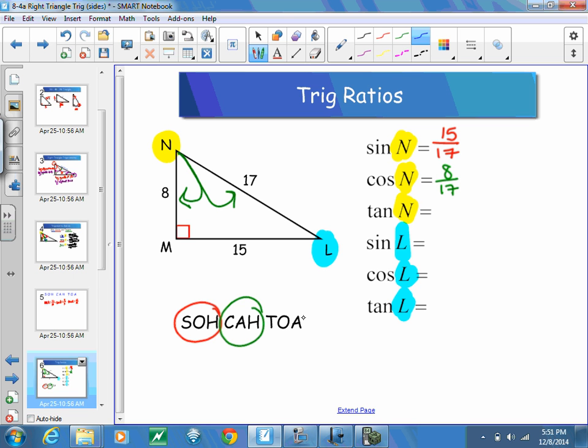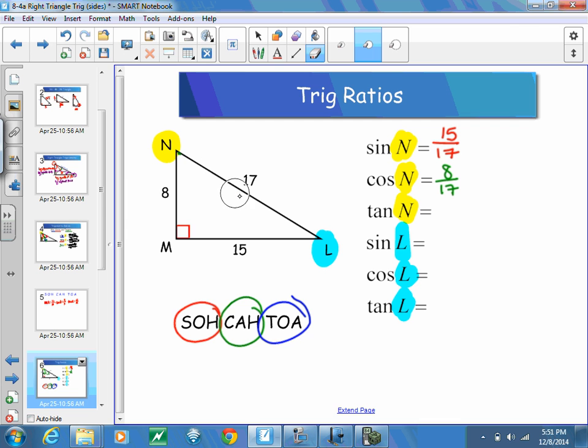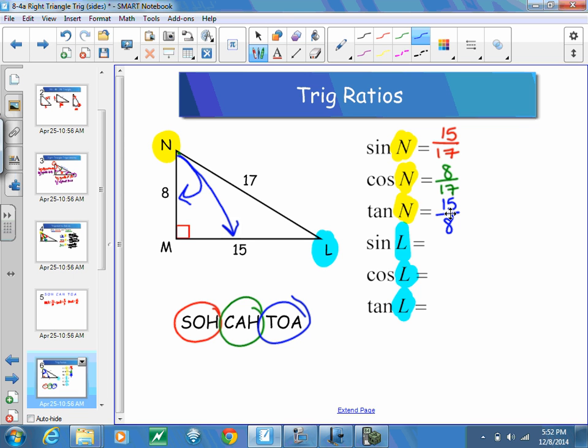Lastly, you have the tangent, which is the opposite over the adjacent. So from my angle, I'm going to go to the opposite side of 15, and the adjacent side is 8. And so I get 15 over 8. And that's all. You're just writing out those trig ratios.